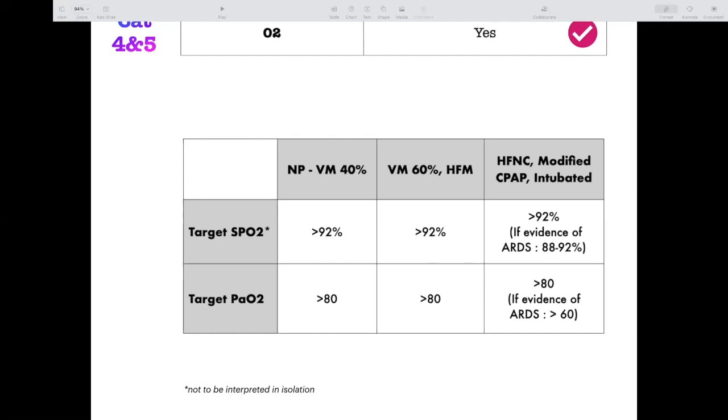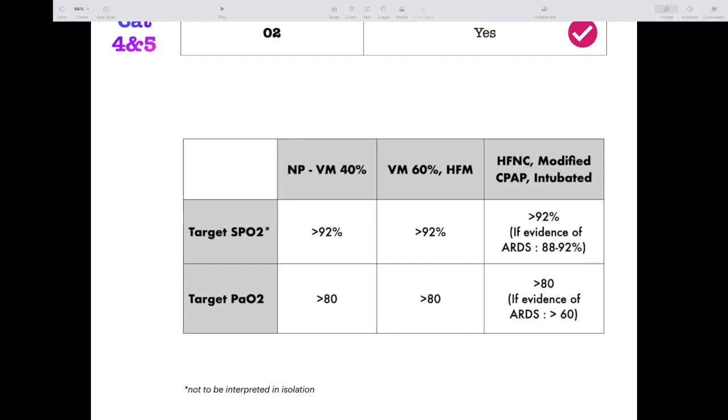Bear in mind that when I say SpO2 of more than 92%, it means that the SpO2 should not be interpreted in isolation. You need to interpret it with the clinical condition of the patient. If the patient is tachypnic and the SpO2 is 93%, we should actually escalate the oxygen supplement. When I say more than 92%, it means that if the patient is not tachypnic and the SpO2 is 93%, we only accept that.